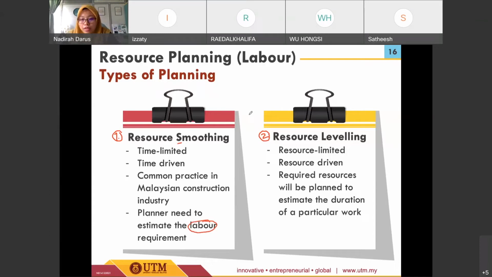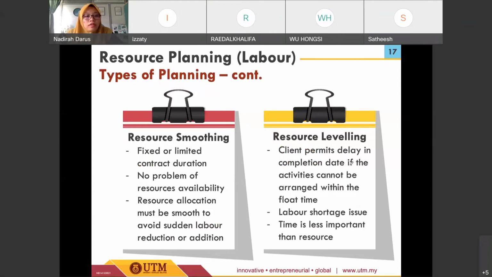It is quite in contrast with resource leveling, where resource leveling is related to being resource limited. As compared to resource smoothing, resource leveling is resource limited, or resource driven, and this one is time driven. We need to remember this so that it is easier for you to understand these two main items. For resource leveling, the required resources will be planned to estimate the duration of particular works, so that the duration of the works will depend on the required resources for each specific activity. Later on I will show you some examples so that we can understand this more.